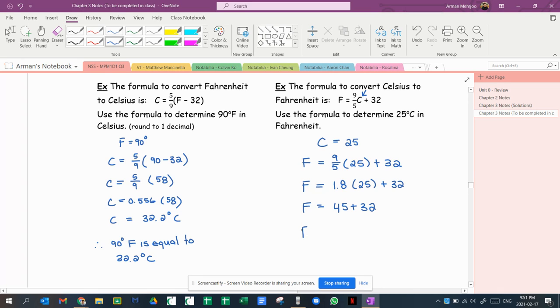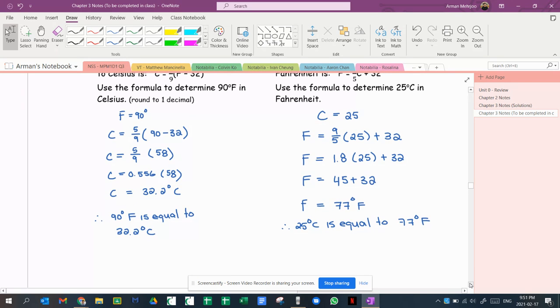Now you can punch it in a calculator. You can do mental math. Let's do some mental math. Looks like we're going to get 77 degrees Fahrenheit. So, therefore, 25 degrees Celsius is equal to 77 degrees Fahrenheit. Excellent work. Fantastic. Good stuff. Take a second, have a look. You can pause the video. Make sure you get these notes down, and then let's keep going.